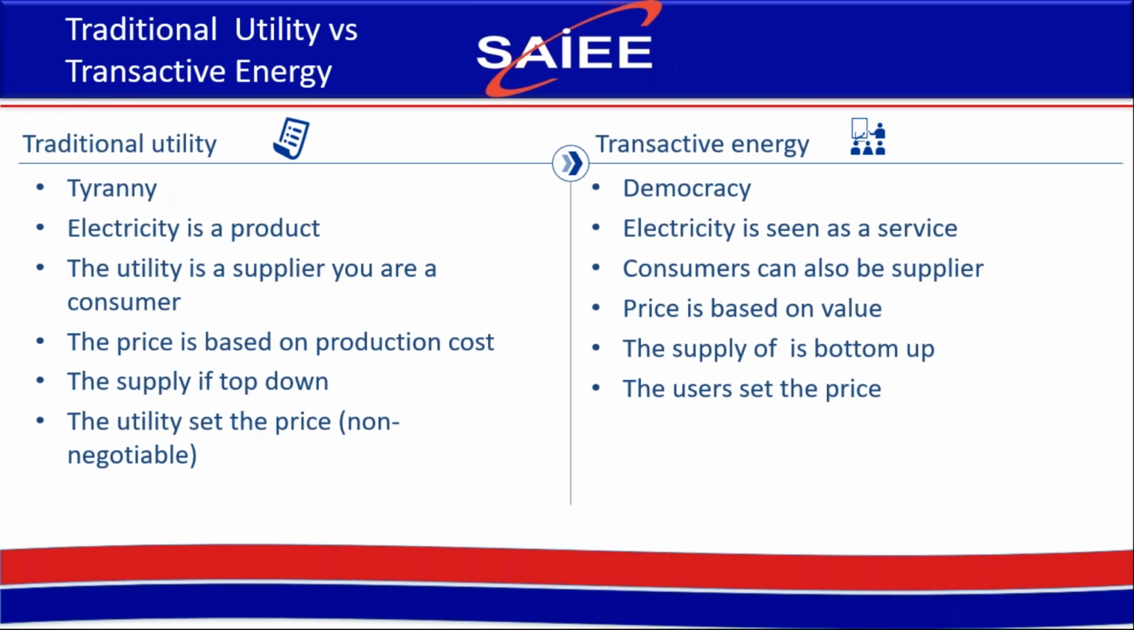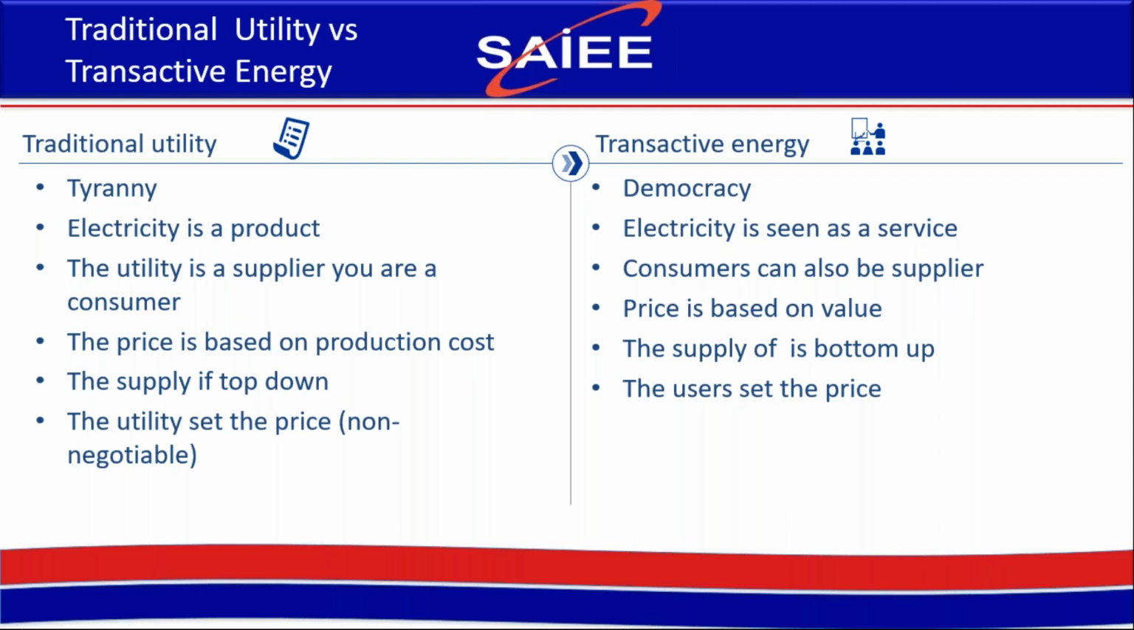Here, the traditional utility system that we have now versus this transactive energy system: the traditional system, I see it as a tyranny. Like I said, there's no choice. There's nothing you can do. There's one supplier who supplies you. It's a give or take. Electricity is a product that you get supplied with.